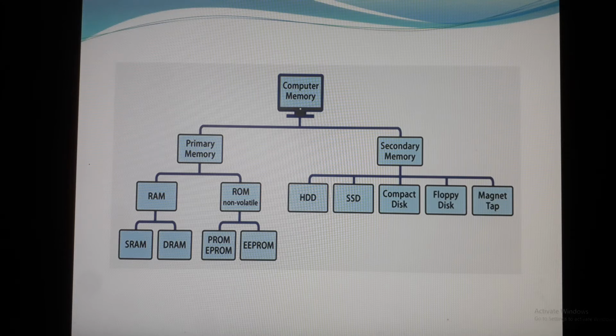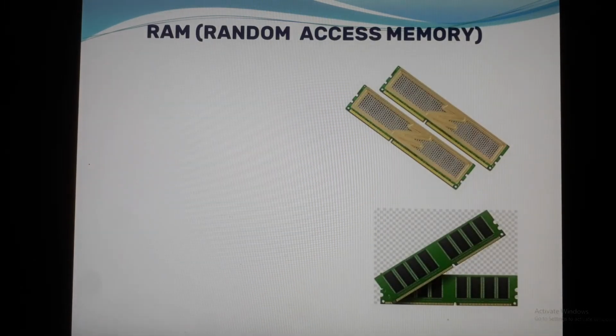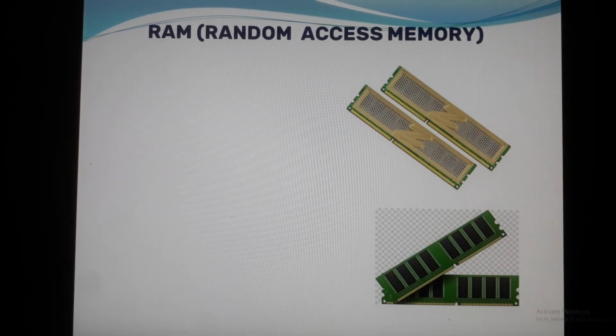So today we will go to the primary memory. RAM, random access memory. If you go to the figure, that is the image of the RAM. The speed of your computer depends on the RAM. Data flows from memory to processor and executes. The processor directly communicates with memory, that is RAM. Data will be first transferred to the RAM, then the CPU can access that data from RAM.